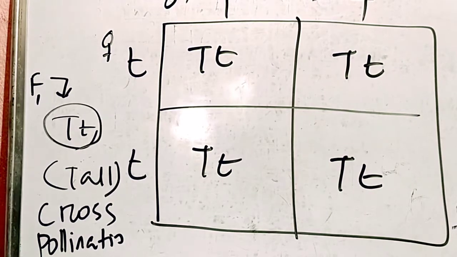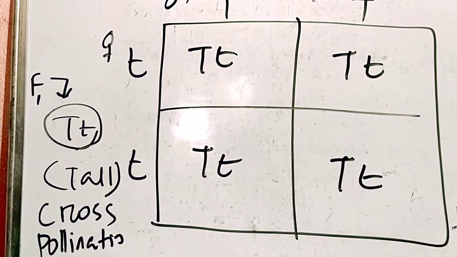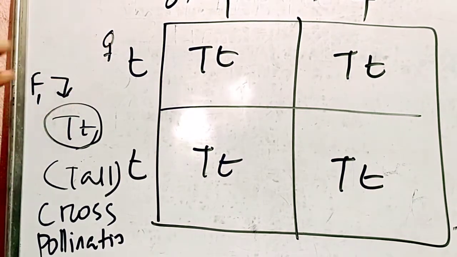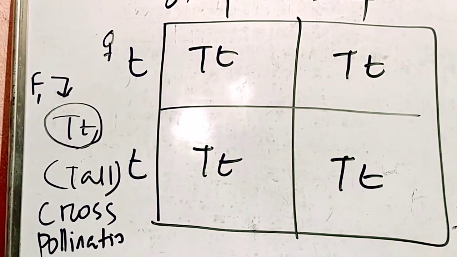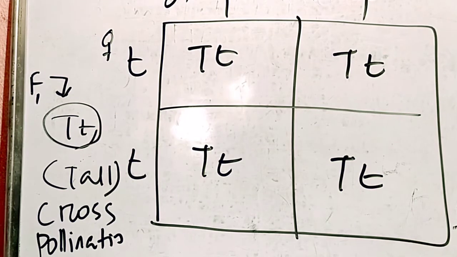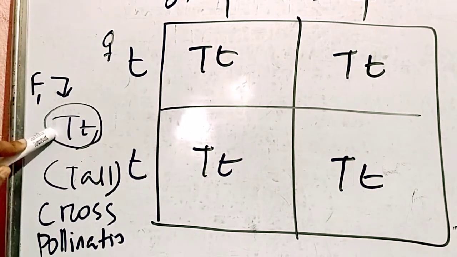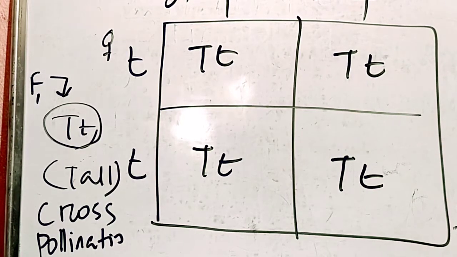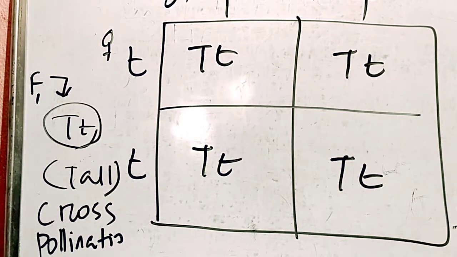Now the idea of self pollination came from the fact that if this tall plant is the same as the parental tall, then all the offspring will become tall. But if this F1 plant is not the same as the parental tall, then there will be differences, and different types of offspring will be produced.